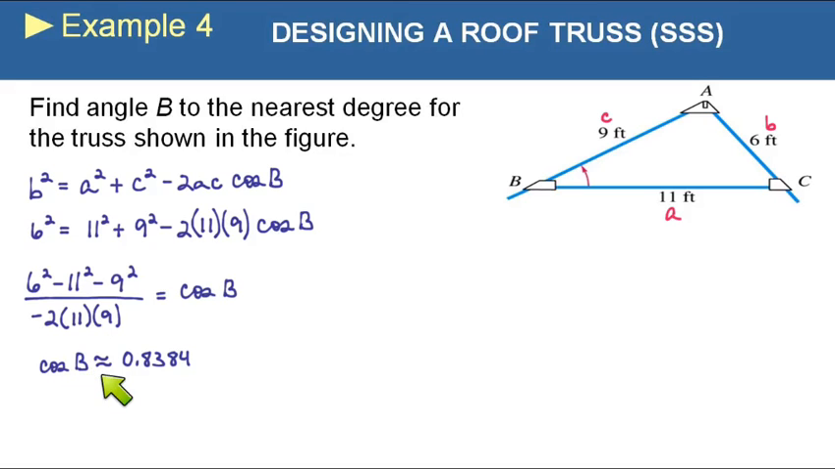And cosine of B is 0.8384. So the inverse cosine, or the angle, is 33 degrees. The inverse cosine of 0.8384 is 33 degrees. And I see that I have a little typo here. That should just say B, not cosine of B.